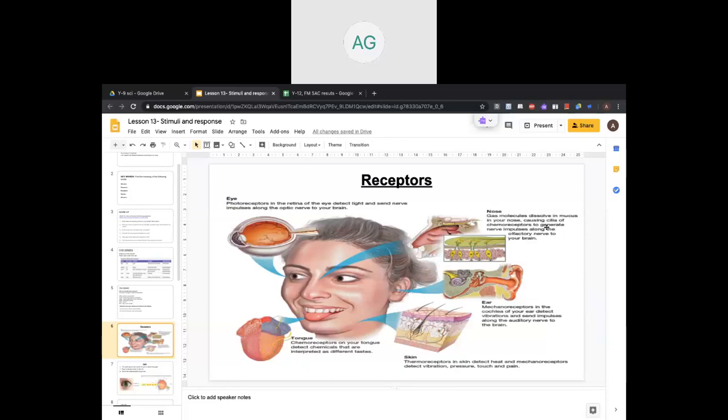For nose, the gas molecules dissolve in the mucus in your nose, causing the cilia of the chemoreceptor. So there are hairs in your nose that are taking the message via the olfactory nerves to your brain. So here are the olfactory nerves. Then for the ears, it is the auditory nerve which is taking the message to the brain. Okay, so important things to remember.